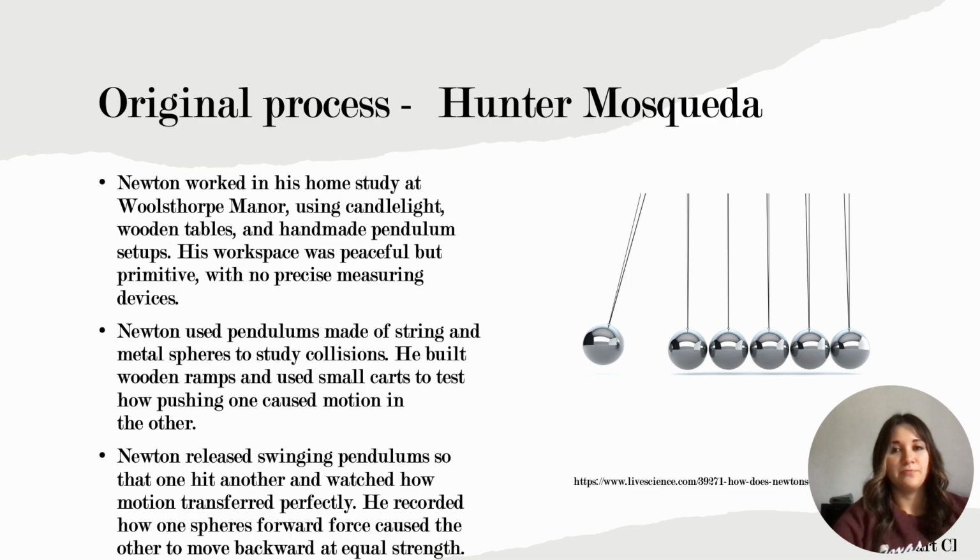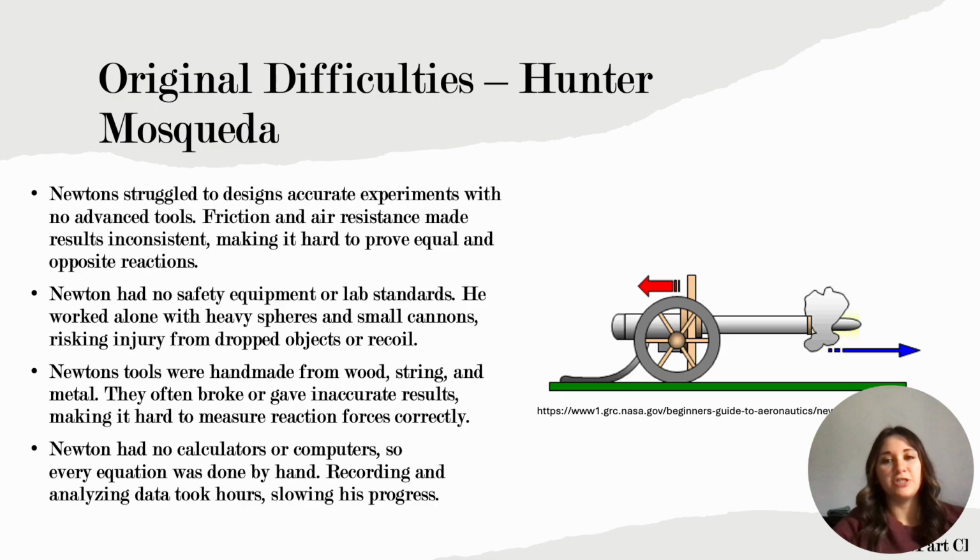Of course, Newton faced a lot of challenges while experimenting. He didn't have any advanced tools. Everything he used was handmade from wood, string, or metal. That meant friction and air resistance often messed up his results. Without precise instruments, it was really hard to prove that every action caused an equal and opposite reaction.